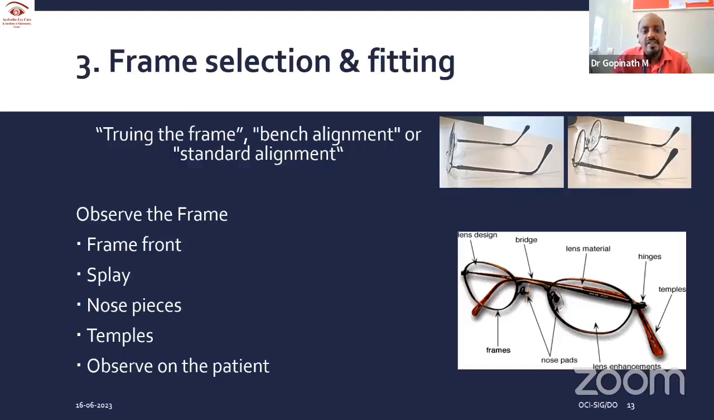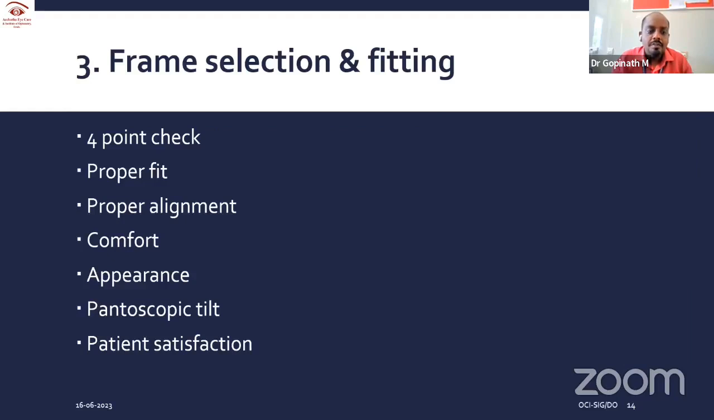So put it on the patient's face, look at how good the frame front is, whether the retroscopic or pantoscopic tilts are better, whether it is closer to the eye, whether the vertex distance is measured properly, whether it is too big or too small. All those things have to be observed before choosing a frame, and it should be well fitting. So major checkpoints are 4-point checks, where you place the frame on the desk. All four corners have to be stable and sitting on the floor, and it should be a proper fit, proper alignment. It should be comfortable for the patient, and appearance is very, very important, because of that many don't wear their spectacles.